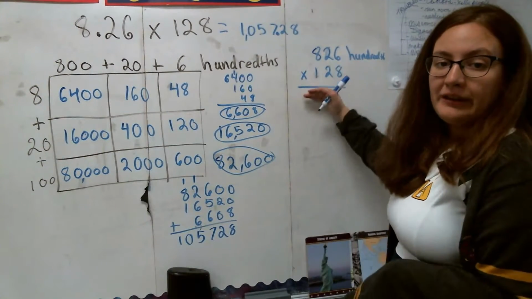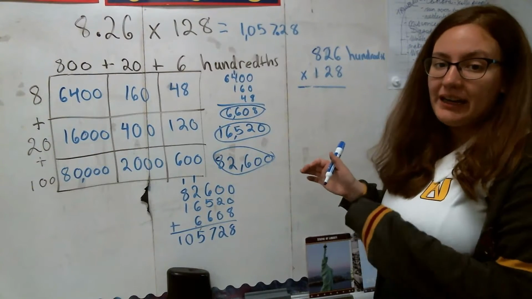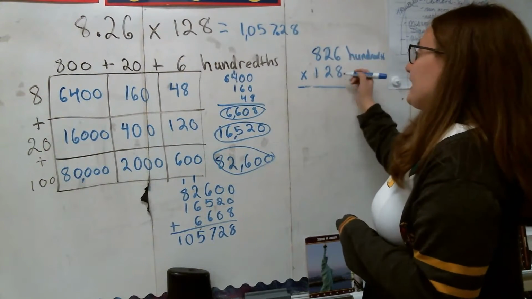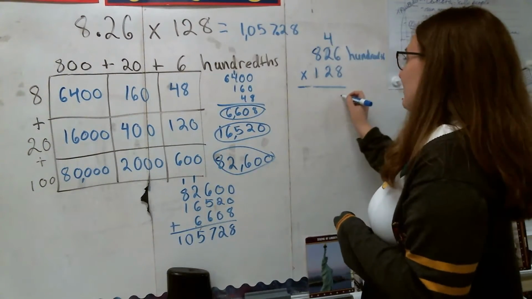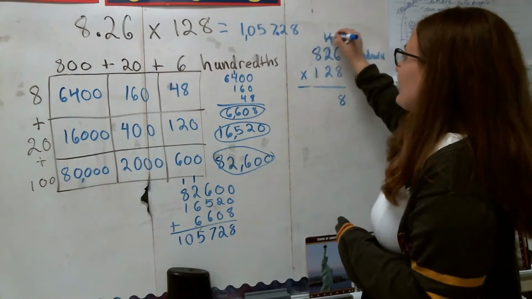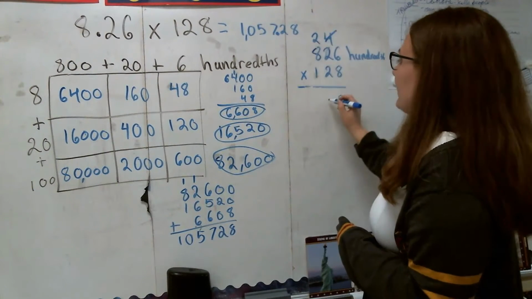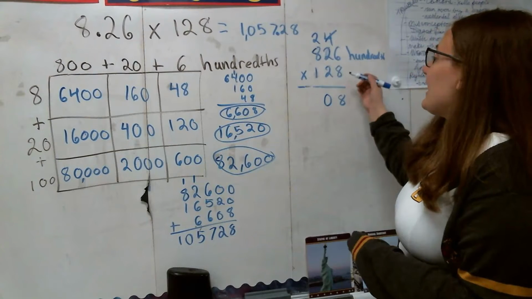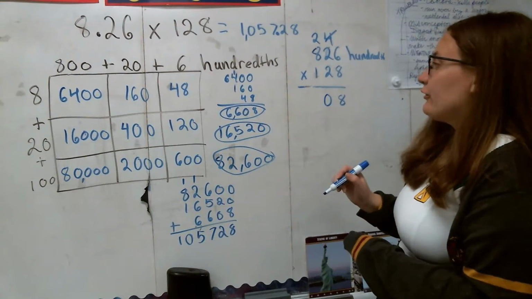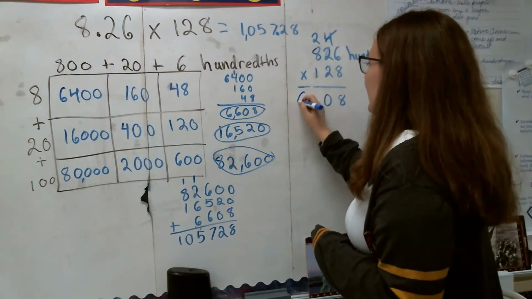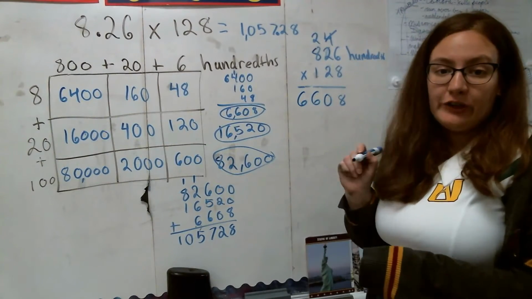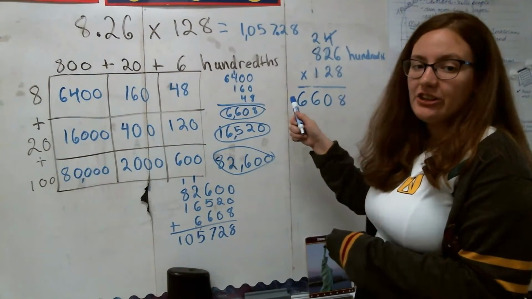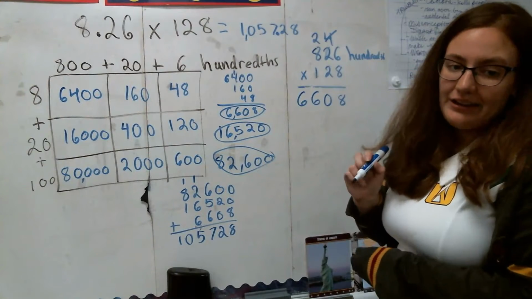So for this problem, I will have 3 partial products just like my area model. I do 6 times 8, which is 48. Carry the 4, leave the 8. 2 times 8 is 16, and 16 plus 4 is 20. So carry the 2, leave the 0. Then I do 8 times 8, which is 64, and 64 plus 2 is 66 for my first partial product of 6,608 hundredths, just like my area model.